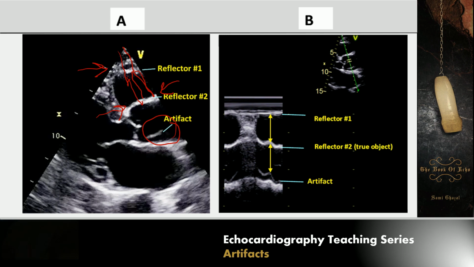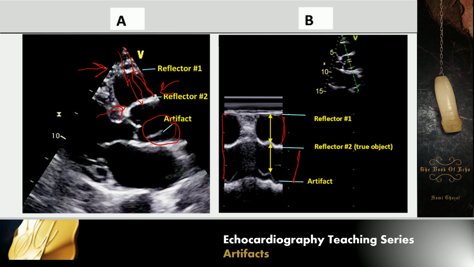But if we measure the distance from reflector number 1 to reflector number 2, it is the same between reflector number 2 and the artifact. Or reflector number 1 and the artifact is twice the distance between reflector number 1 and reflector number 2, the object that is causing the artifact. And if you look carefully at the motion between reflector number 2, which is this one, and the artifact, this is an M mode.